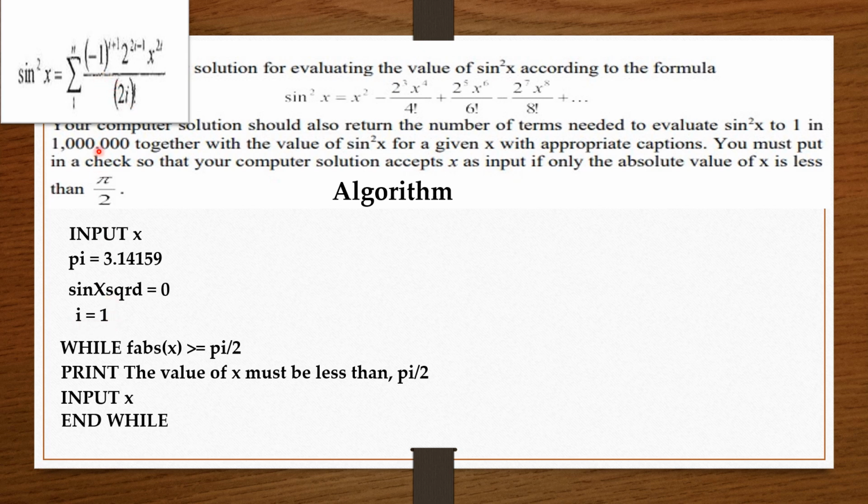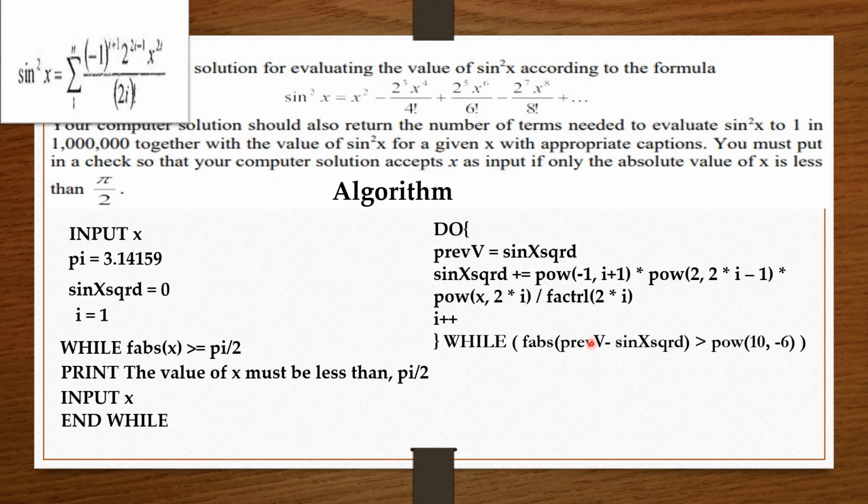So now we are going to write sin squared out of this expression. So we say sin squared plus equals -1 to the power I plus 1 times 2 to the power 2 times I minus 1 times x to the power 2 times I, all over the factorial of 2 times I. You notice that the operation signs keep changing from negative to positive in the formula. This -1 to the power I plus 1 will take care of that.